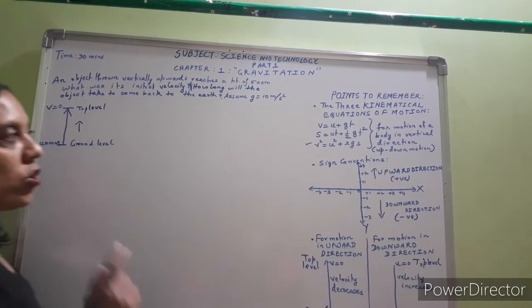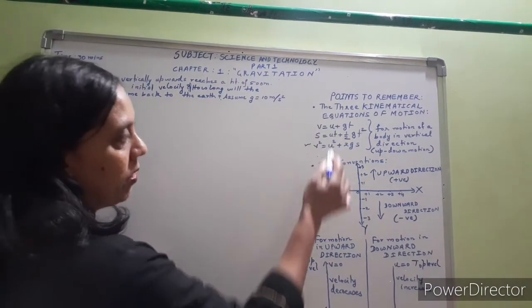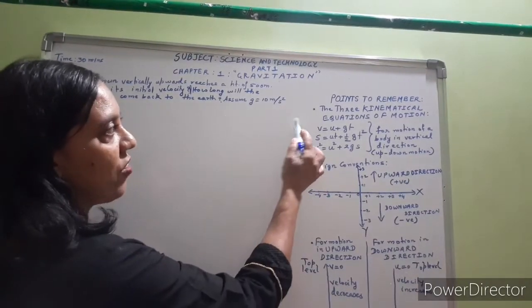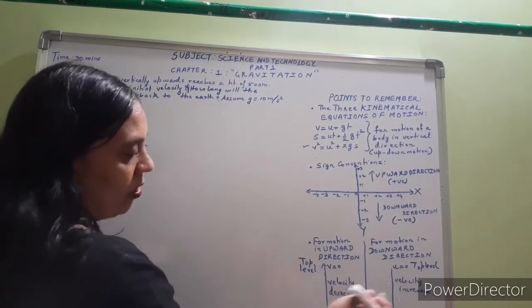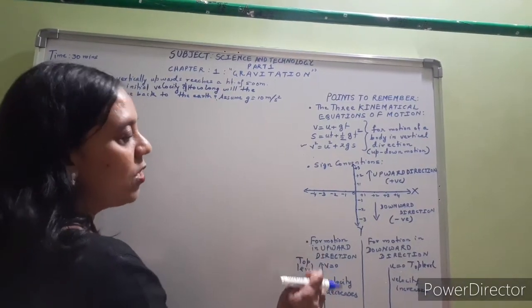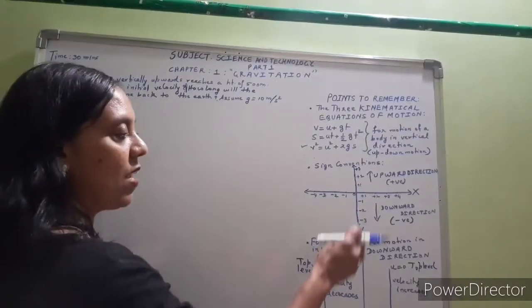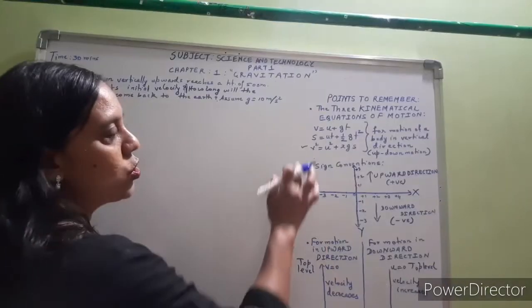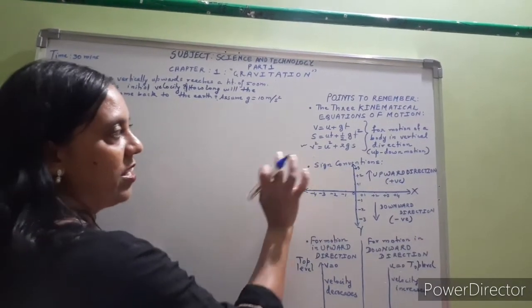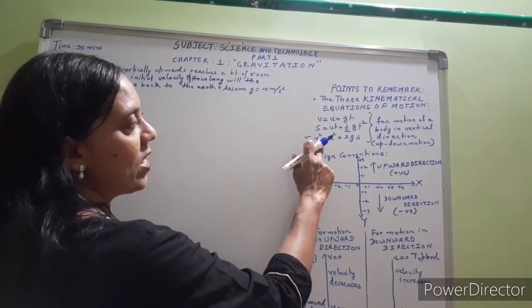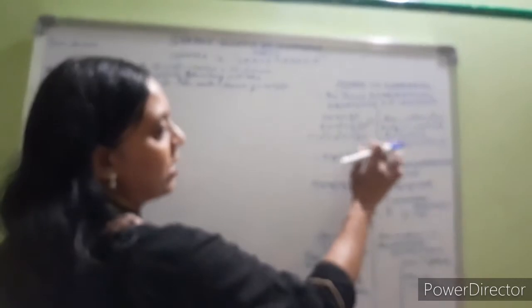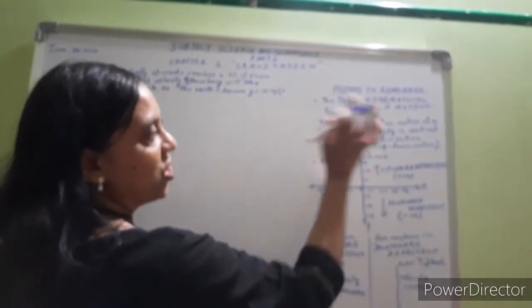So again, in order to solve this problem, you need to remember three things. They are the three kinematical equations of motion, the sign conventions, and the initial and final velocity when the body is going in the upward direction and when the body is going in the downward direction. So the three kinematical equations are written here. They are v = u + gt, s = ut + ½gt², v² = u² + 2gs. I have written the equations for motion of a body in vertical direction, that is up-down direction. That is why instead of a I have written g.